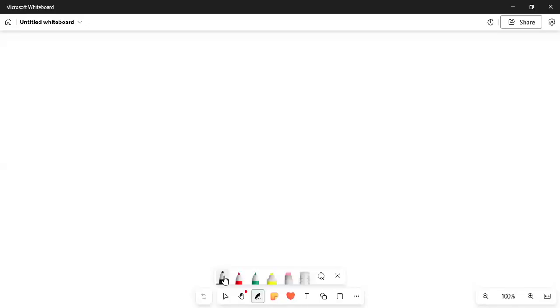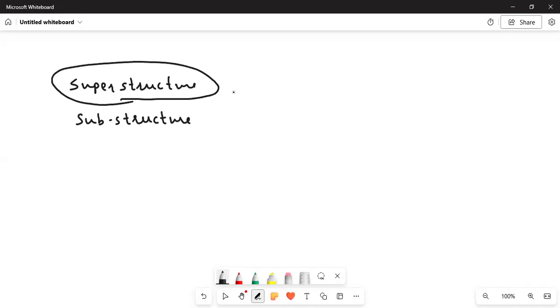So in the components of the bridges, you have superstructure and substructure. Superstructures are those components which are above the bearing. Like you have longitudinal girders, cross girders, and the deck slab. So all the components of the bridges which are above the bearing are termed as superstructures.